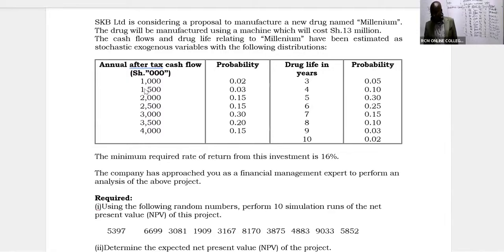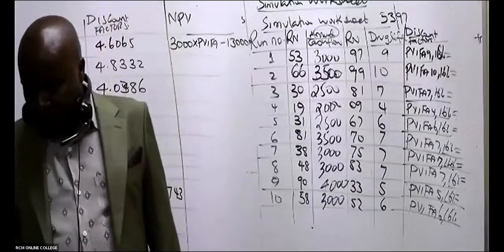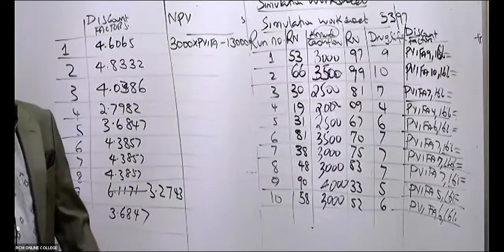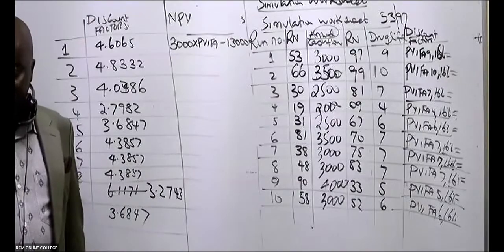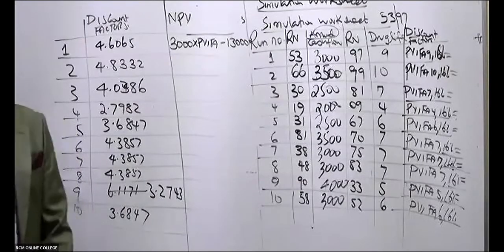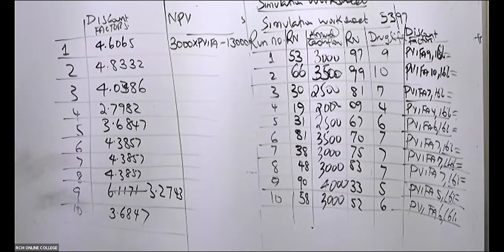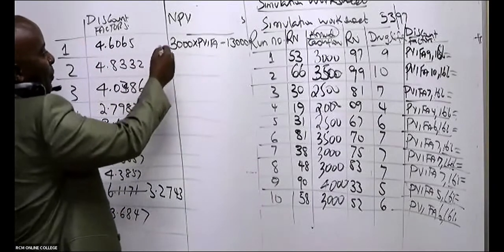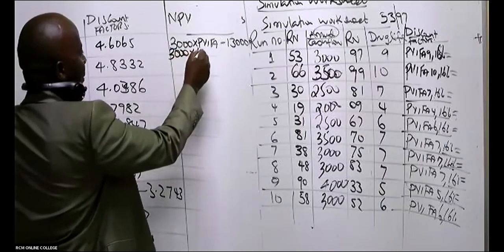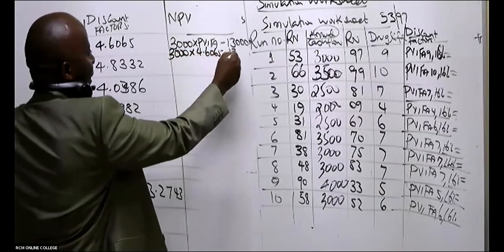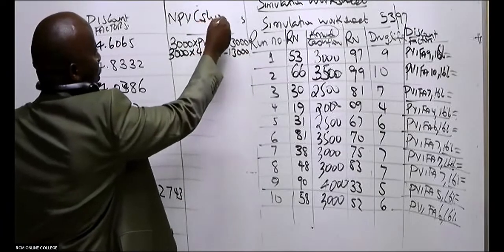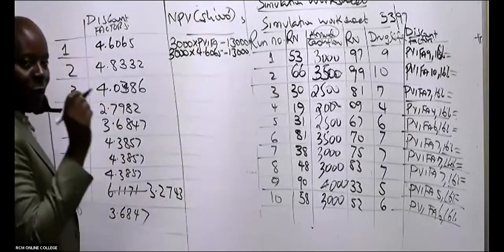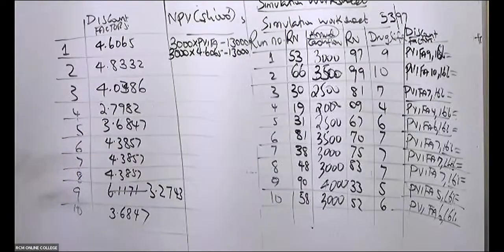So Lincoln is not agreeing with all these figures. Lincoln, are these figures correct? All of them? Check them again. Lincoln, check them out. Now they are correct. So for run number 1, I'm discounting the 3,000 times this PVFA that you guys now have, which will be 3,000 times 4.6065 minus 13,000. So remember, this will be in shillings what here? Thousands. Don't forget to chop 3 zeros from 13 million.